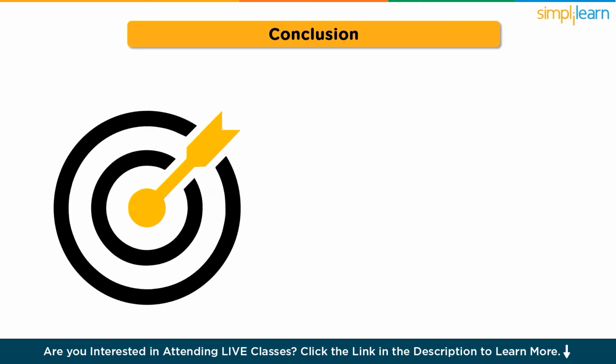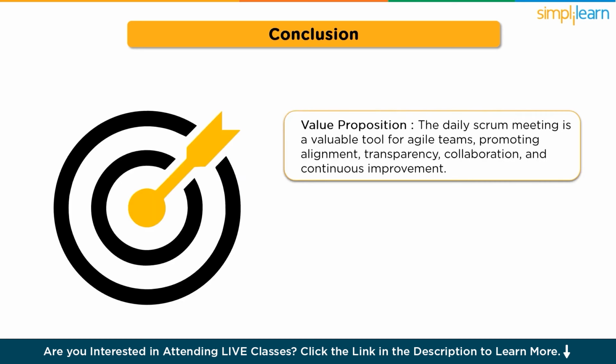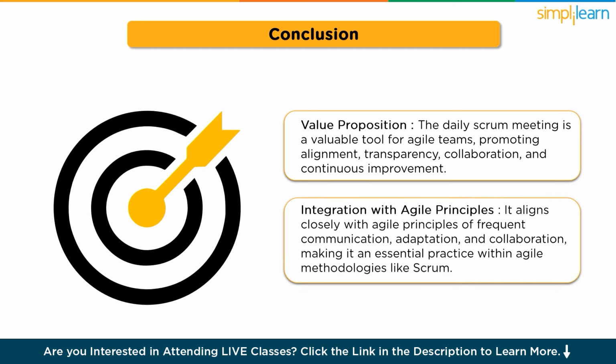Let's conclude this video. Conclusion. Value proposition. The daily Scrum meeting is a valuable tool for Agile teams, promoting alignment, transparency, collaboration, and continuous improvement. Integration with Agile principles. It aligns closely with Agile principles of frequent communication, adaptation, and collaboration, making it an essential practice within Agile methodologies like Scrum.